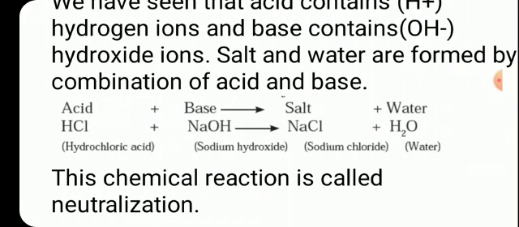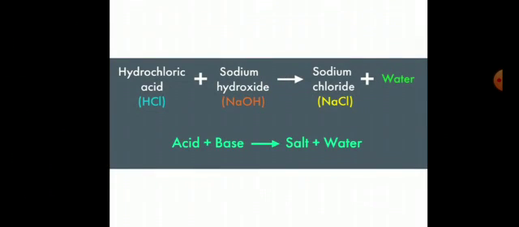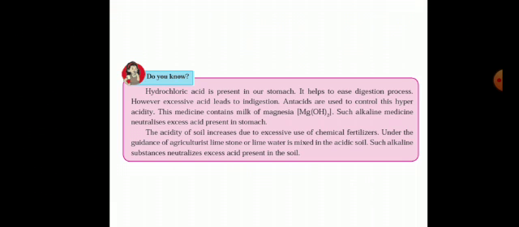So children, have you understood that neutralization reaction always takes place between acid and base? And what are the products of neutralization reaction? Salt and water are formed as a result of neutralization reaction. Hydrochloric acid plus sodium hydroxide gives salt and water. HCl + NaOH = NaCl + H2O. This is the neutralization reaction.